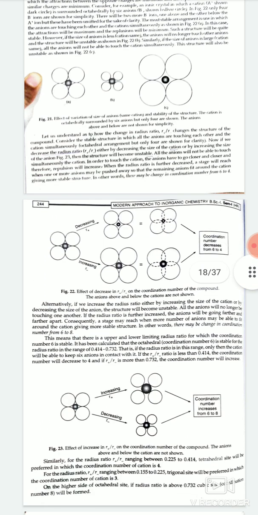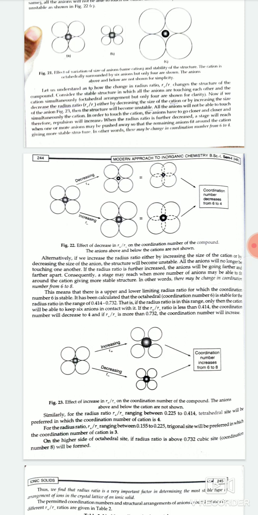Alternatively, if we increase the radius ratio either by increasing the size of the cation or by decreasing the size of the anion, the structure will become unstable. All the anions will no longer be touching one another. If the radius ratio is further increased, the anions will be going farther and farther apart. Consequently, a stage may reach when more anions may be able to fit around the cation, giving more stable structure. In other words, there may be change in coordination number from 6 to 8. This means that there is an upper and lower limiting radius ratio for which the coordination number 6 is stable.